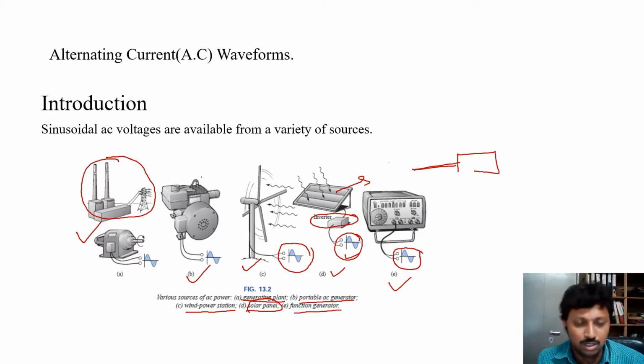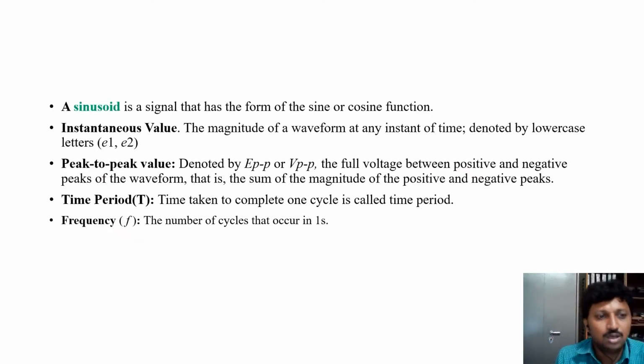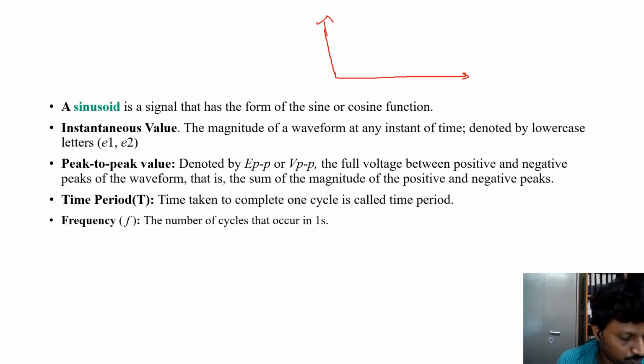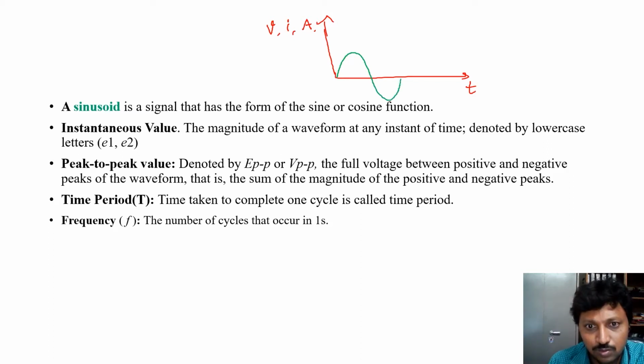So it is very important to study the AC waveform and its parameters. Let's see how it looks. As I showed in the previous slide, the AC sinusoid looks like this. The x-axis is time, and the y-axis could be amplitude, current, or voltage, any of these three parameters. This is the sinusoidal waveform.